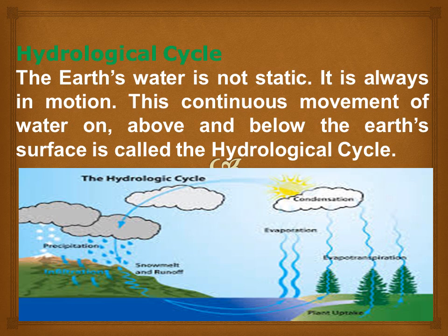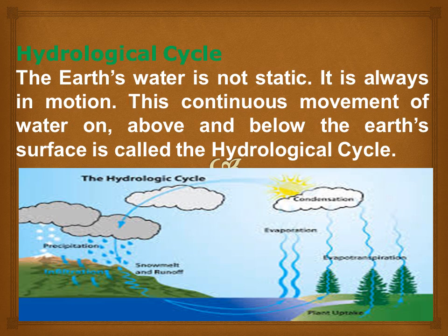Hydrological cycle. The earth's water is not static. Static means not stable. It is always in motion. This continuous movement of the water on, above and below the earth's surface is called the hydrological cycle. So the earth's water is always in motion. Sometimes it happens on the earth, above the earth and below the earth. So this is called the hydrological cycle.